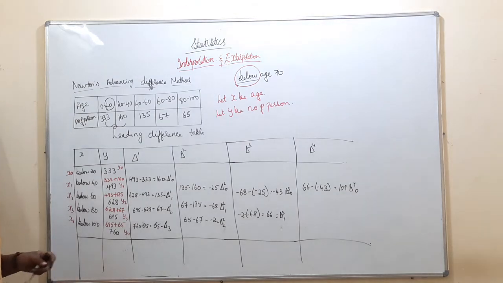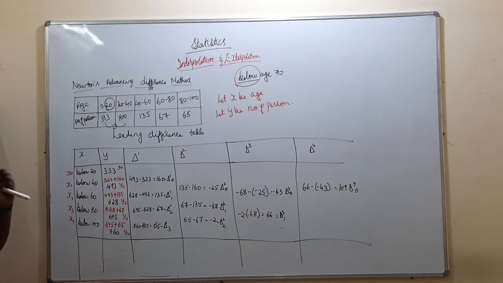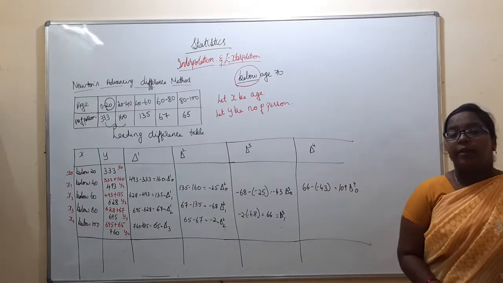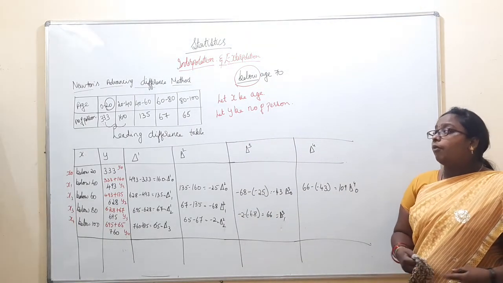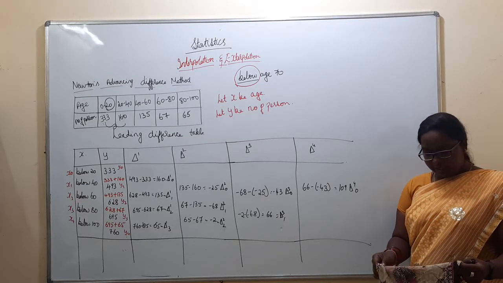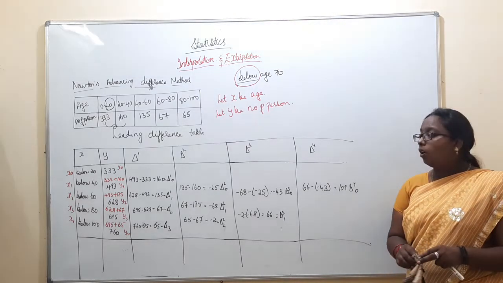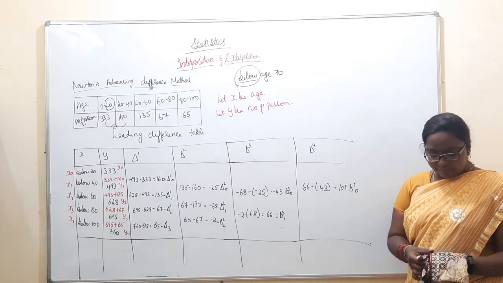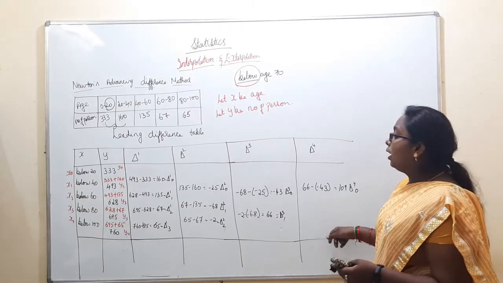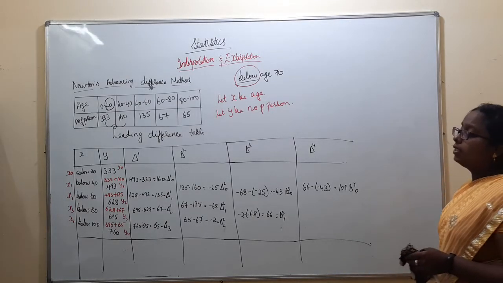See here, when we are expressing the two variables into one variable, for my x we need to take the cumulative of the y. If it is in single variable, then we need not take the cumulative. Directly we can solve the problem. So this is your leading difference table.